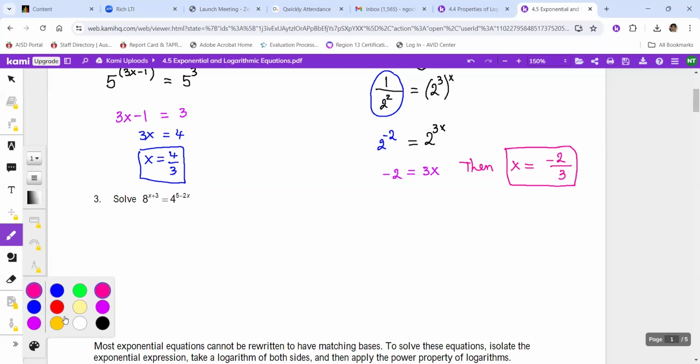On the left hand side, the base is 8, so I'm going to write it in terms of base 2. So 2 to the power 3 is 8, and then copy the rest of the exponent. On the right hand side, the base is 4, but 4 we can write as base 2. So 2 to the power 2 is 4, and then copy the rest of the exponent.